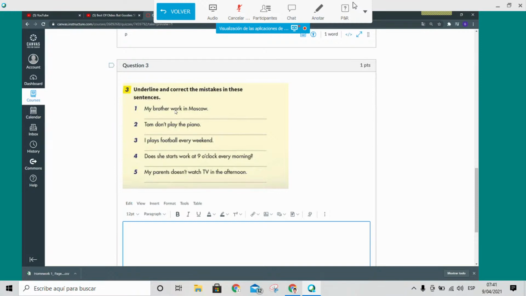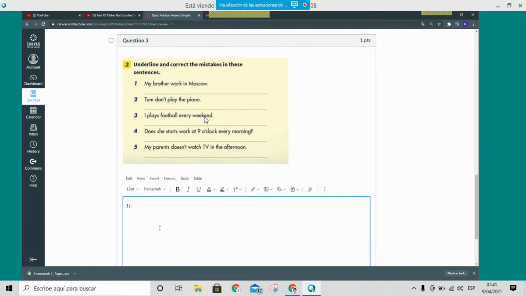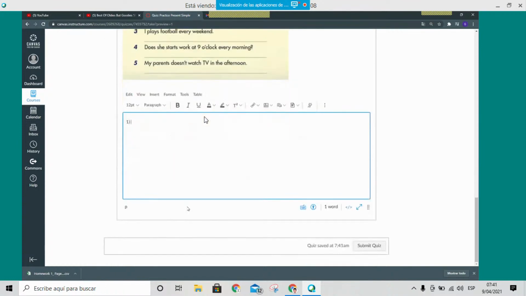The third part is that you underline the mistake. Well, in this case, it's not necessary to underline, but you have to correct the mistake. So write the sentences with the correction. Okay? Write the sentences correctly. And when you finish, you submit. Okay? And then I check.